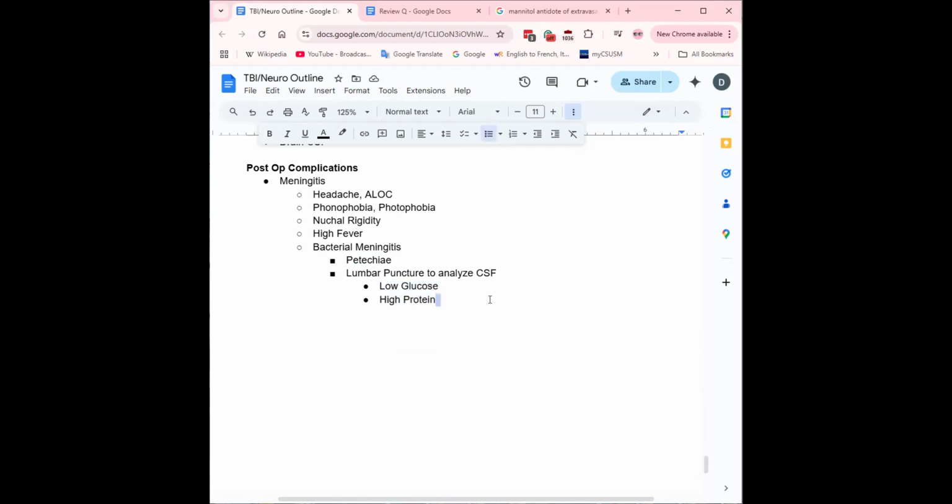A key thing is that it's droplet precaution. Droplet. And your treatment is antibiotics if bacterial, IV fluids, steroids. You do use mannitol and anticonvulsants because this can cause seizures.